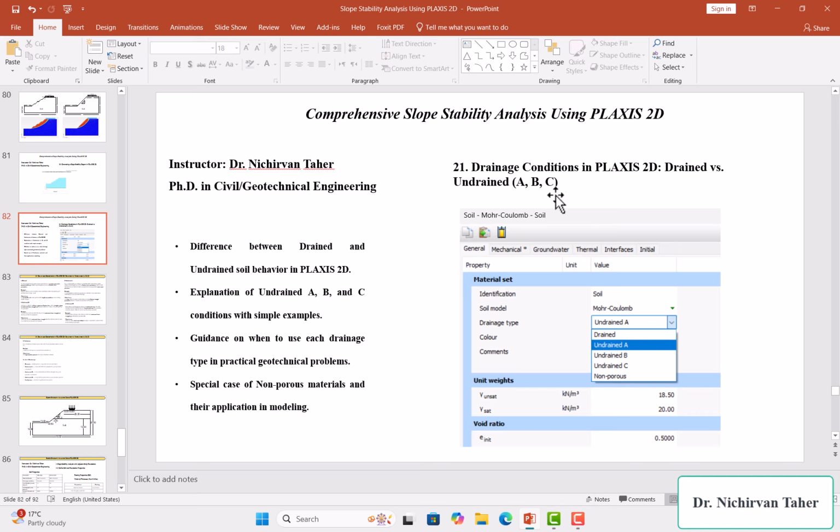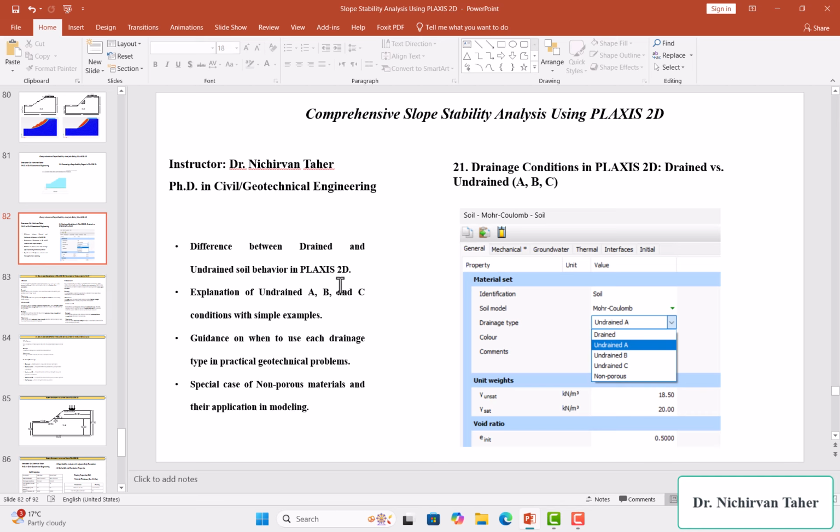As we know from previous lectures, when we define the material using a specific constitutive model such as a Mohr-Coulomb, we have a drainage type under the soil model. When we expand it, we can see we have drained, undrained A, undrained B, undrained C, and also a non-porous option.